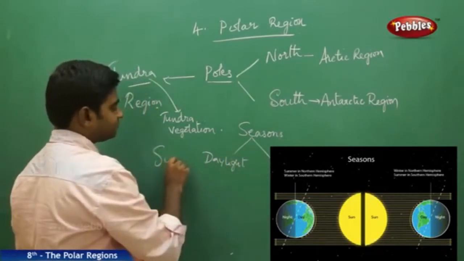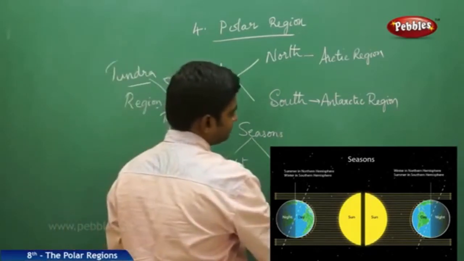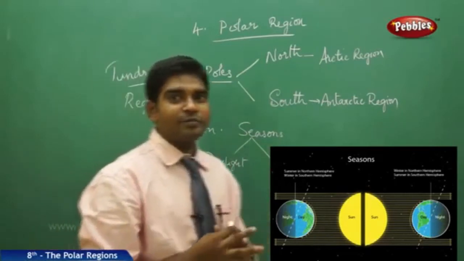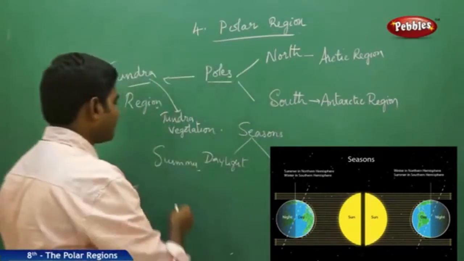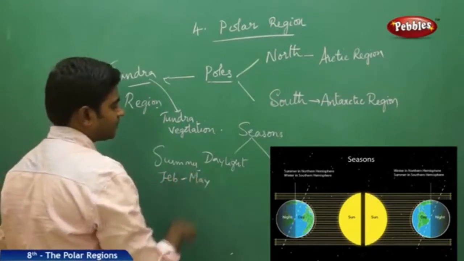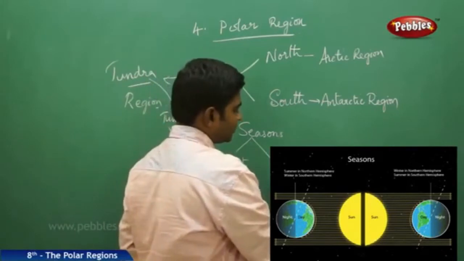Summer and winter. The two seasons' names are summer and winter. Summer starts for them from February to March, May, whereas winter is from November to January.